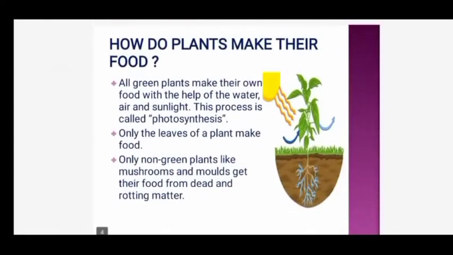How do plants make their food? All green plants make their own food with the help of water, air, and sunlight. This process is called photosynthesis. Only the leaves of a plant can prepare the food, so leaves are called the food factories of the plant or the kitchen of the plant. Only non-green plants like mushrooms and molds get their food from dead and rotting matter.